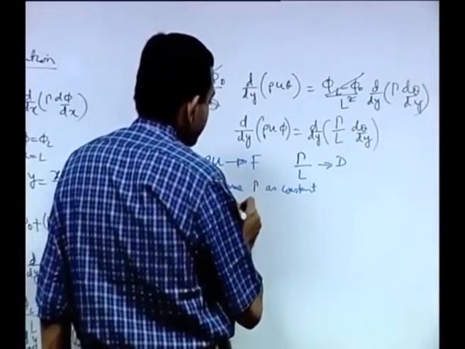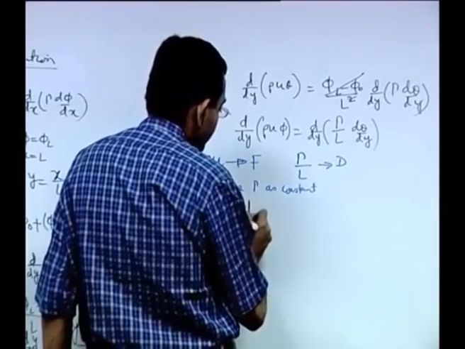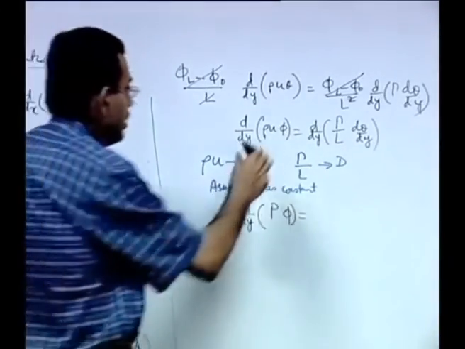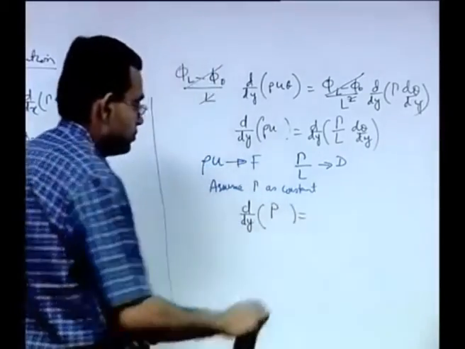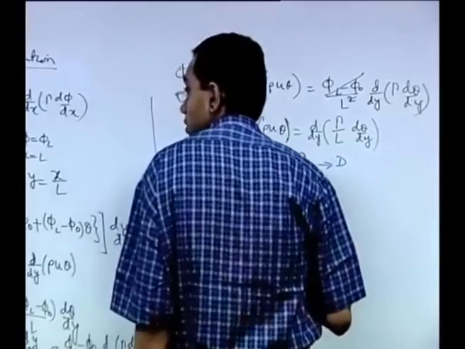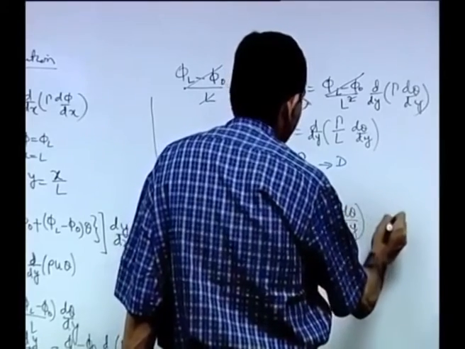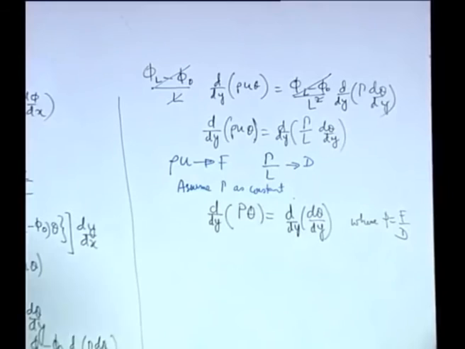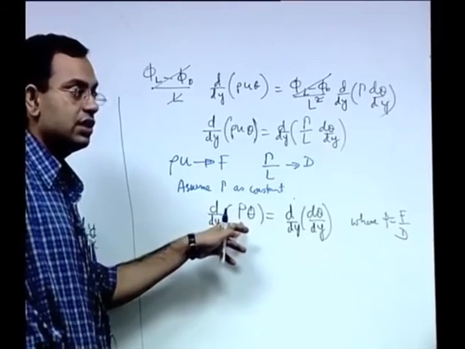You can write d/dy of P theta, sorry, this should be theta, right, P theta, is equal to d/dy of d theta/dy, where P is equal to F by D. So, this is the non dimensional form of the equation and you see that very elegantly the Peclet number has appeared. So, that the solution can be parameterized in terms of the Peclet number.